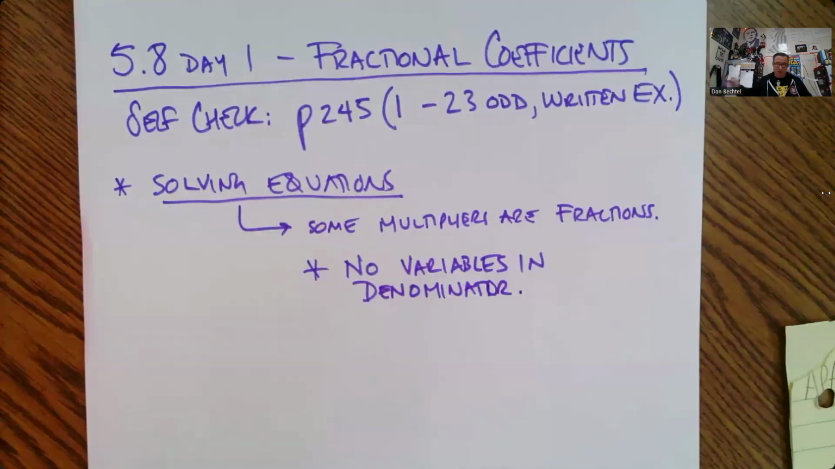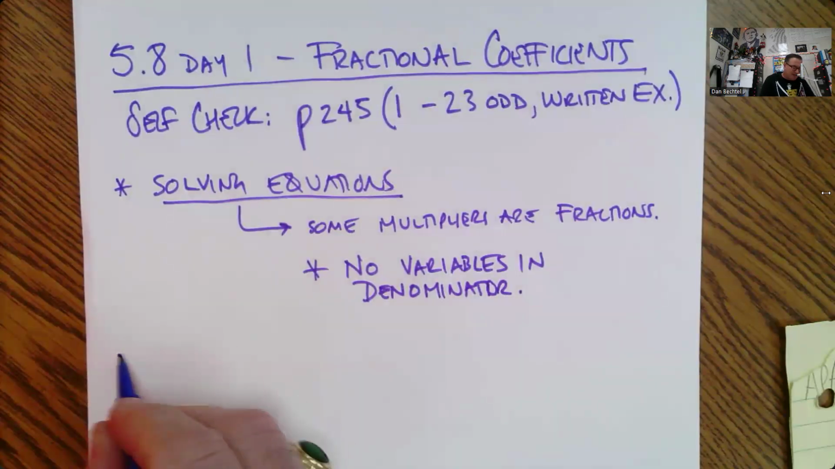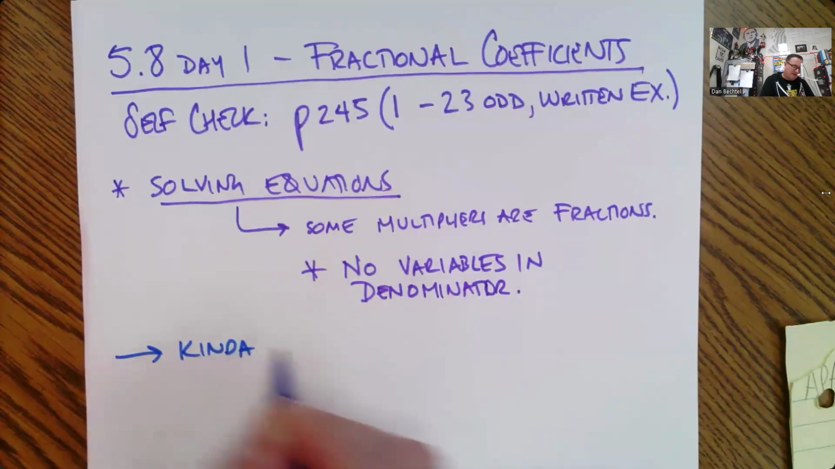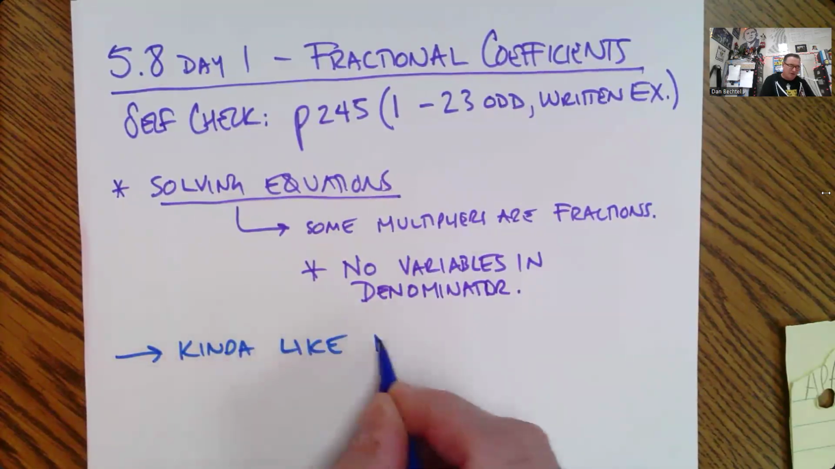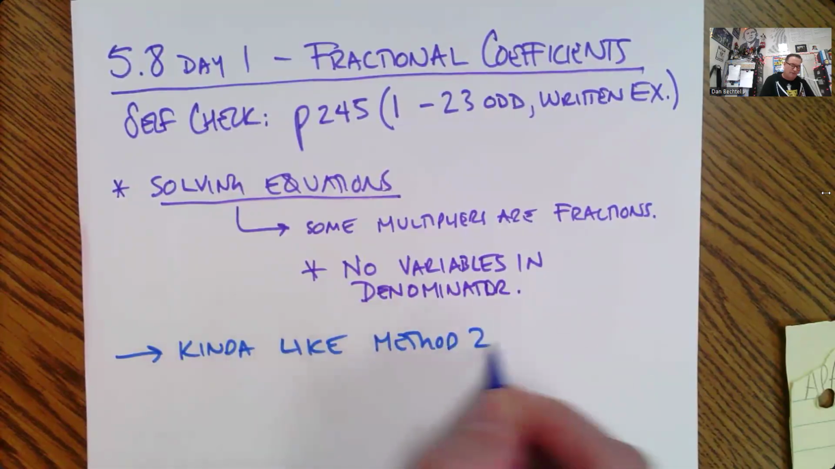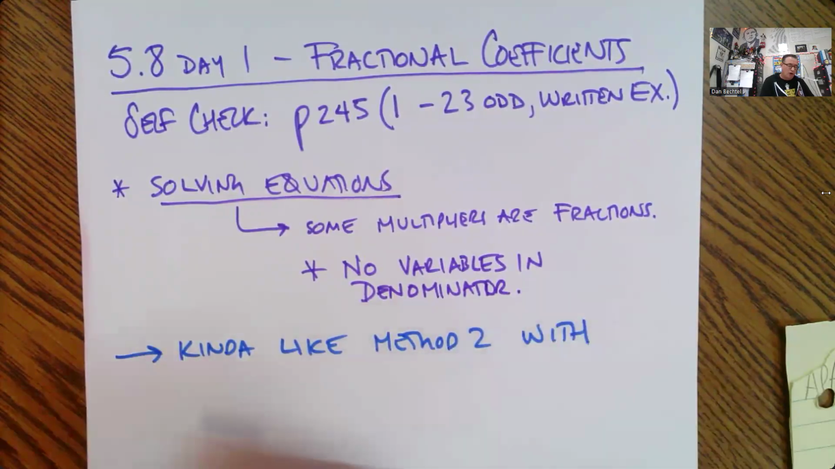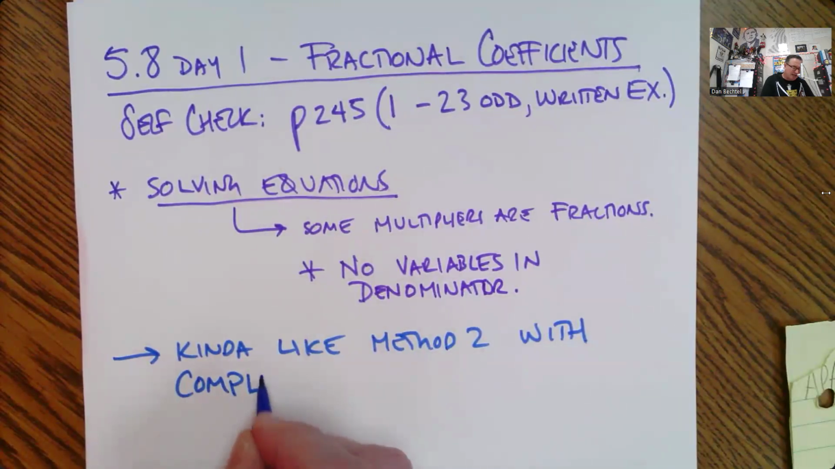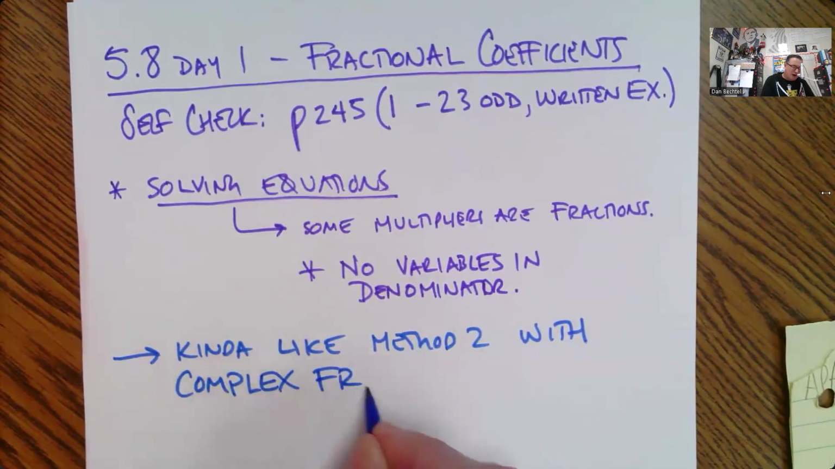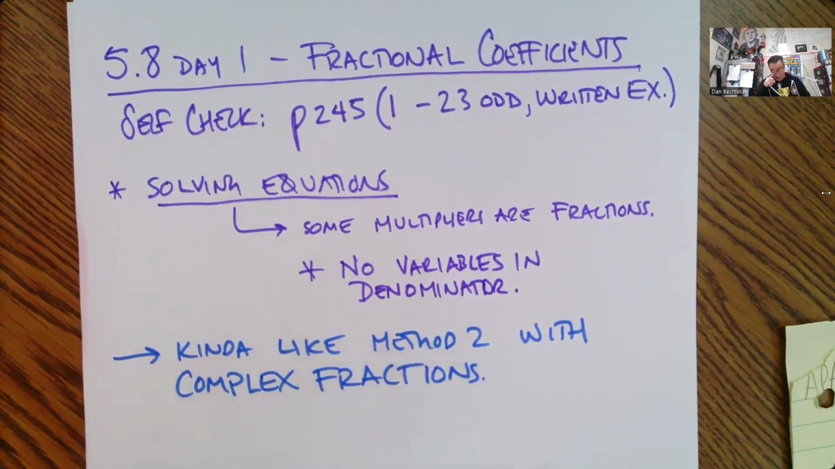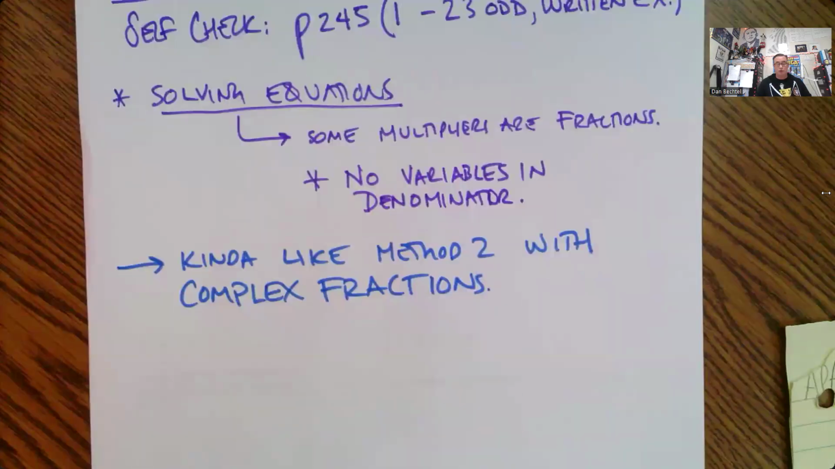And what I would say when we start thinking about something like this, the easiest way to manage it is kind of like method 2 with complex fractions. And I'm going to show you why in just a second, but I think it's probably not hard to see what's going to happen. Now, I'm going to start as simple as I possibly can, just to give you the super most basic way of doing it. So we're going to build these things up as we go.